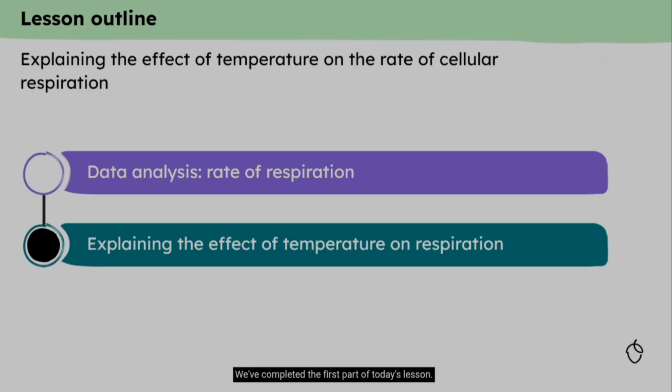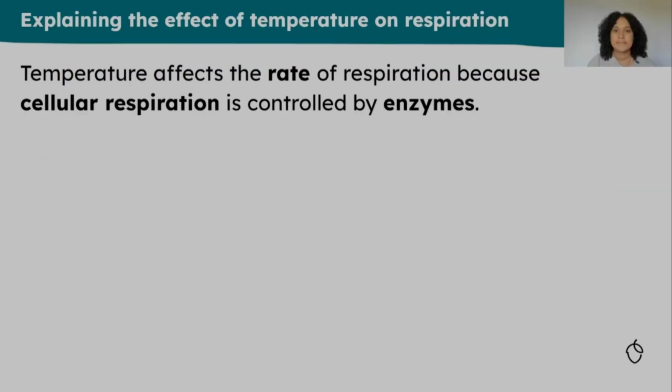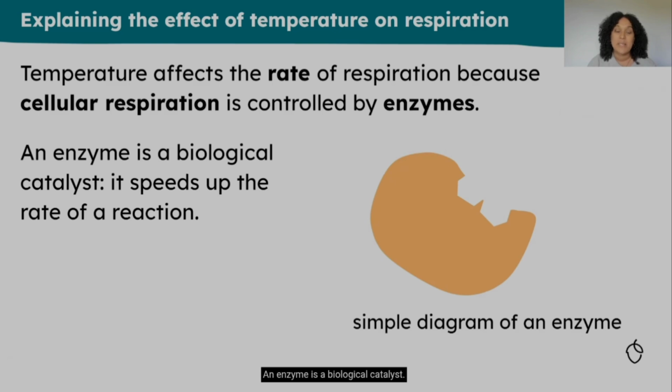We've completed the first part of today's lesson. We've carried out our data analysis about the rate of respiration. And now we're going to explain the effect of temperature on respiration. Temperature affects the rate of respiration because cellular respiration is controlled by enzymes. An enzyme is a biological catalyst. It speeds up the rate of reaction.